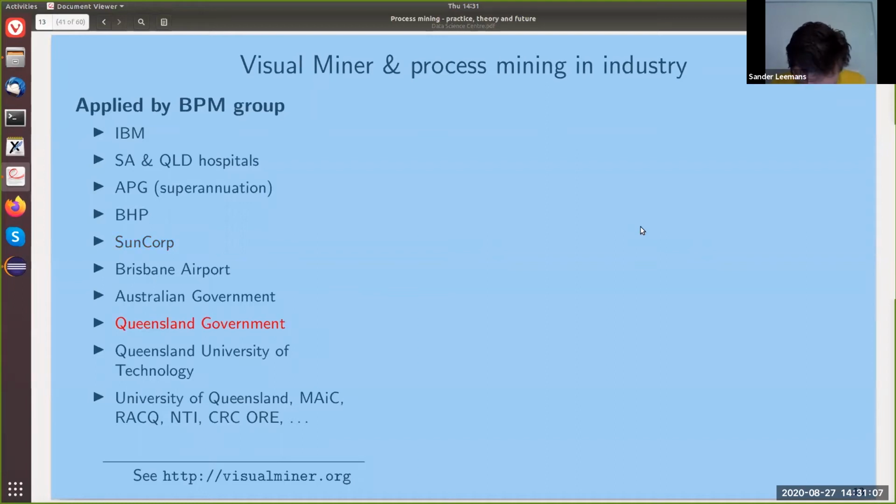In the Queensland government, we applied the visual miner and found several deviations that were happening in reality compared to existing models that were made there. And this was in the end used to identify opportunities for robotic process automation. Now, this is just a few projects that have been performed within the BPM group here at QUT.